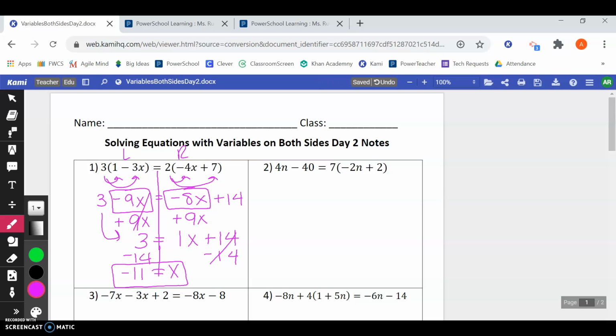Alright, so now let's look at number 2. I'm going to draw my line down the equal sign, and I have the left side and the right side. On the left, I can't combine or distribute, so this is going to stay. I'm just going to copy and paste it.